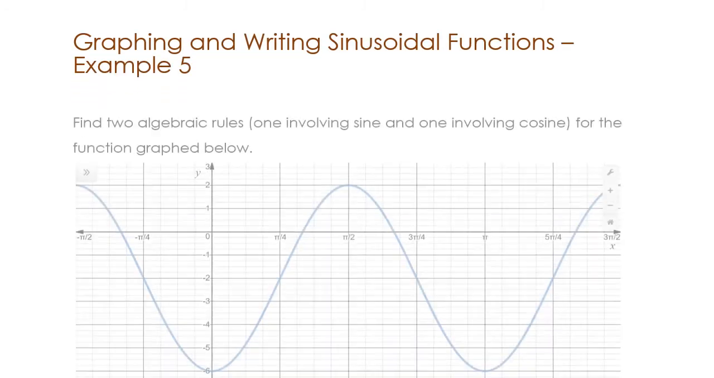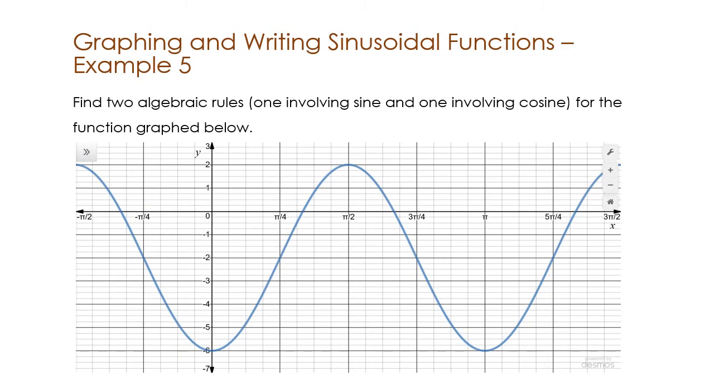Okay, so now let's do the opposite. Here we've already been given the graph, so now we have to come up with the formulas for it. A lot of times in math, you're going to see where they call it algebraic rules. Whenever you see that, that just means find the formula for the function graph below. So we're going to do one for sine and one for cosine.